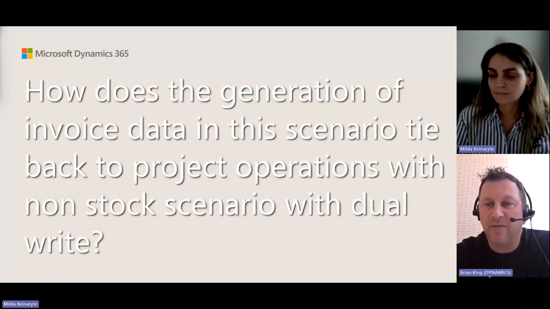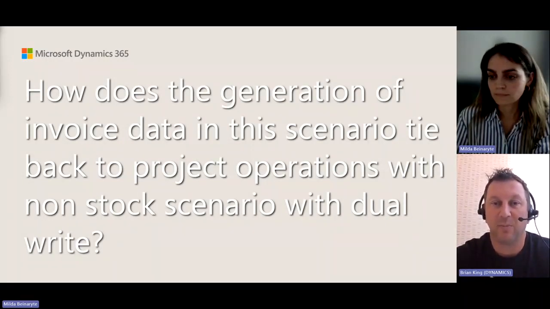How does the generation of invoice data in this scenario tie back to project operations with non-stock scenario with dual write? Another good clarification here is around what we do support for project deployments right now. We support the typical PMA finance and operations deployment method. As far as project ops, light deployment, those types of things, those would come in the future. So not there currently. We're talking finance and operations integrated at this point.